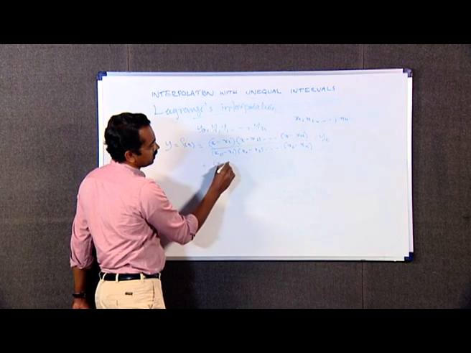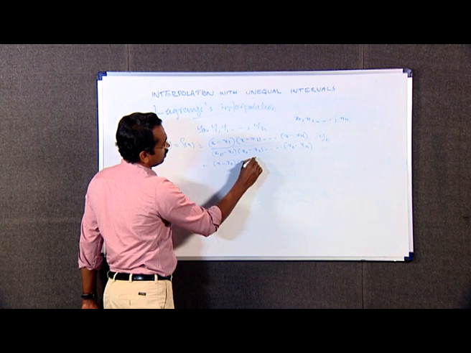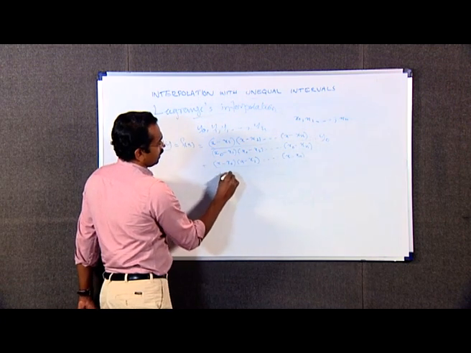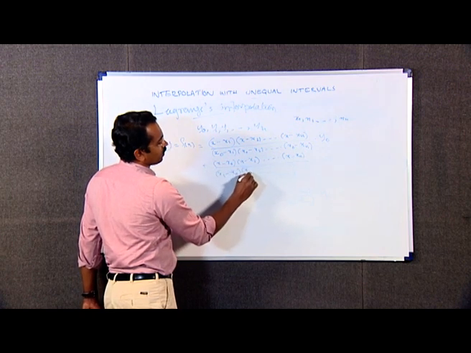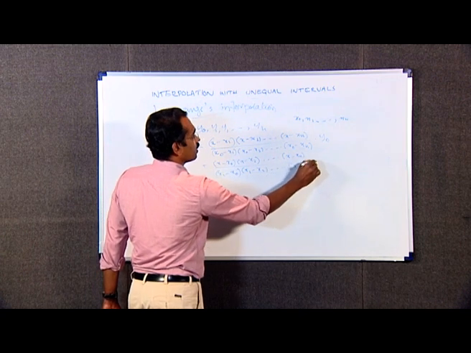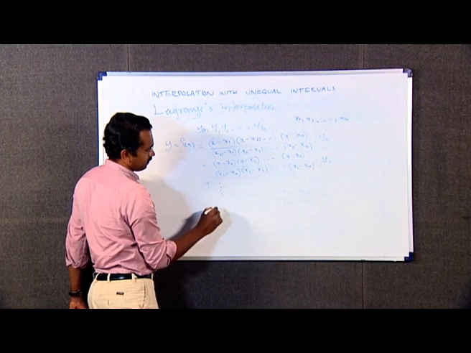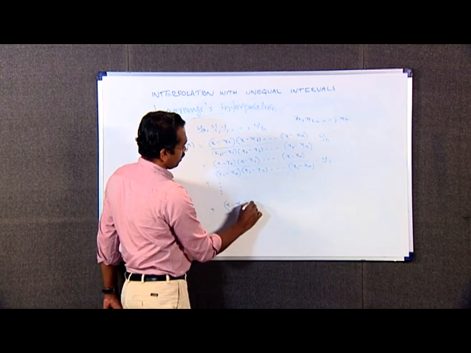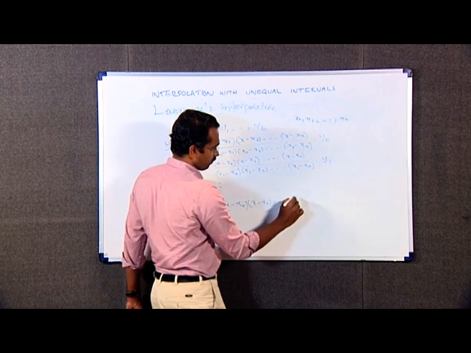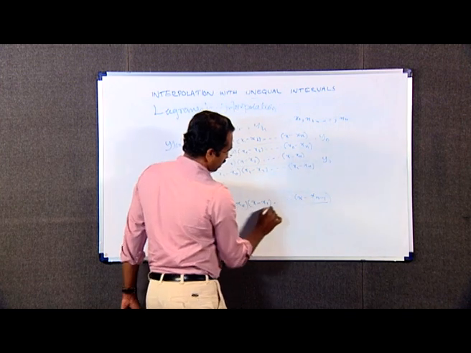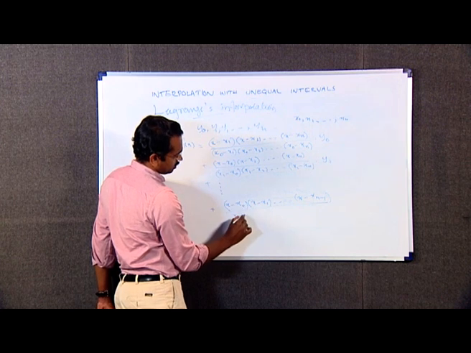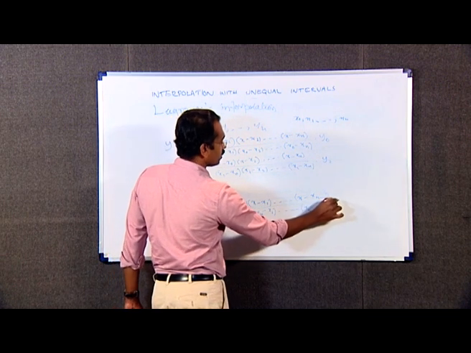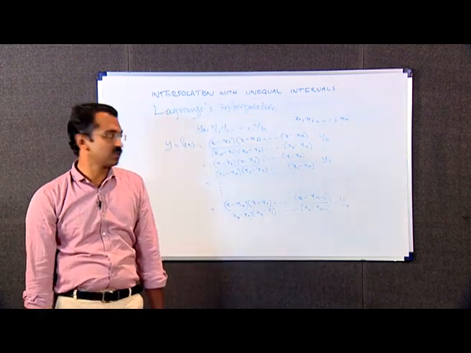plus next term is (x minus x naught) into (x minus x2) into, etc., (x minus xn) divided by (x1 minus x naught) into (x1 minus x2) into etc., (x1 minus xn) into y1, plus etc., plus (x minus x naught) into (x minus x1) into (x minus x2) into etc., (x minus xn minus 1) divided by (xn minus x naught) into (xn minus x1) into etc., (xn minus xn minus 1) into yn. This is the Lagrange's interpolation formula.